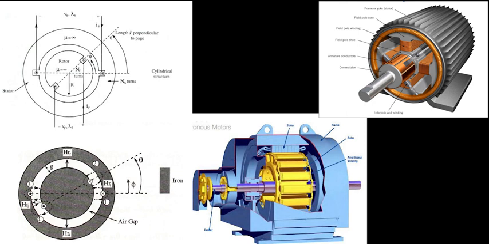Rotational systems can be classified into motors and generators. The conversion of electrical energy into mechanical energy is done by motors, and the conversion of mechanical energy into electrical energy is done by generators.